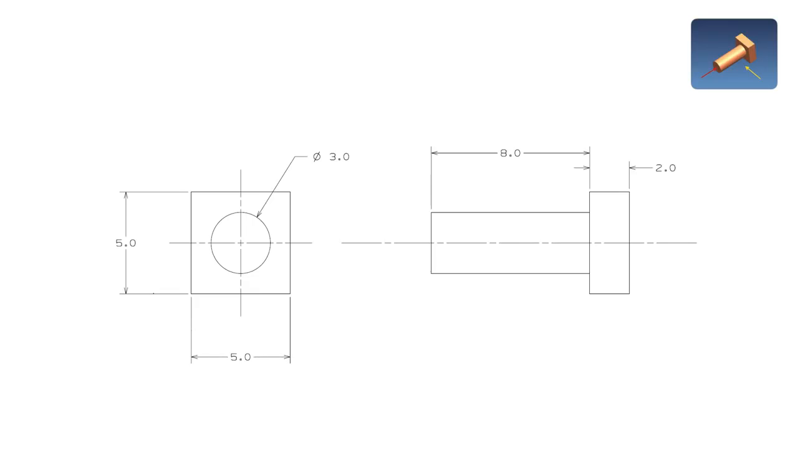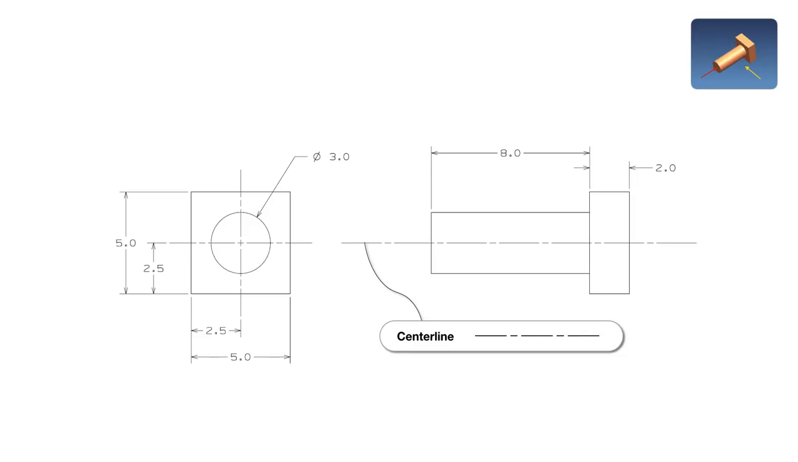Center lines are these lines drawn with alternating long and short dashes, and they're used to show the centers of radial features and other lines of symmetry. We can dimension to the center line to show the position of the shaft. Alright, now this drawing is looking great. If I was working with a team, I could hand this drawing to my teammate and they'd know what I was thinking in my head.